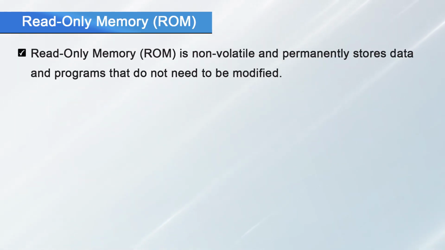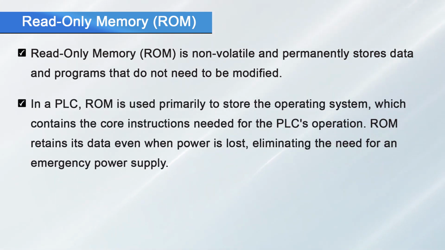Now let us come to the read-only memory in detail. Here the read-only memory is non-volatile and holds permanently stored data and programs that do not need to be modified. In a PLC, the ROM is primarily used to store the operating system, which contains the core instructions needed for the PLC's proper operation. The ROM retains its data even when the power is lost, so it eliminates the need for any emergency power supply.